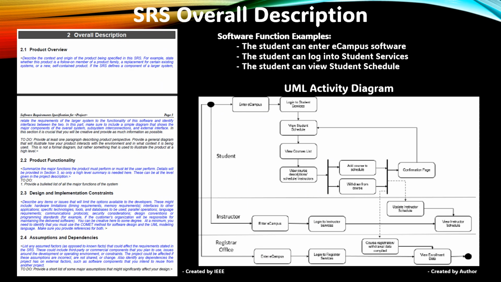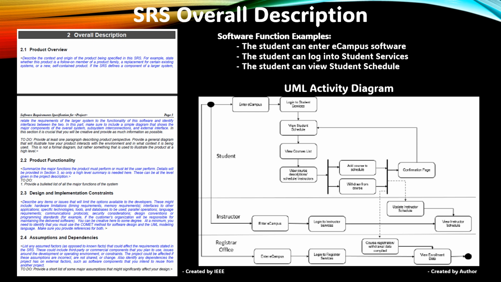To the left, we can see the IEEE's template for the second section of an SRS. This is where the team provides a more detailed overview of the software's function and provides the audience with the diagram that helps illustrate what activities are supposed to occur when using the software. This section also contains each of the specific functions the software is supposed to accomplish.